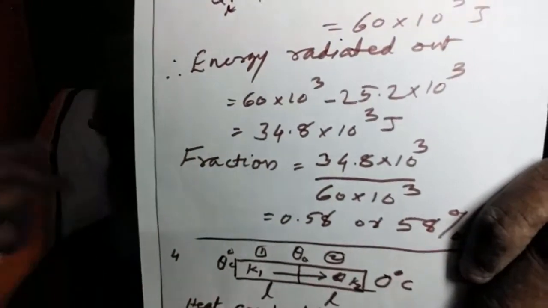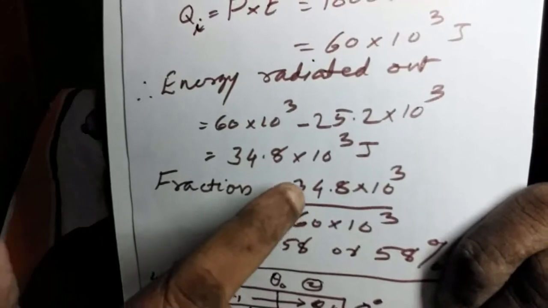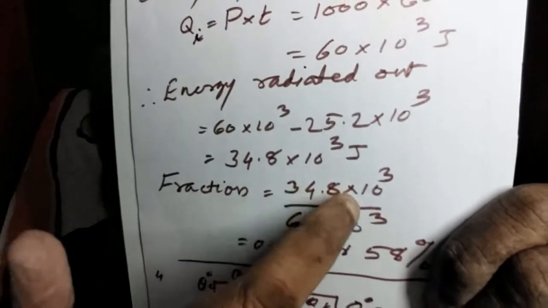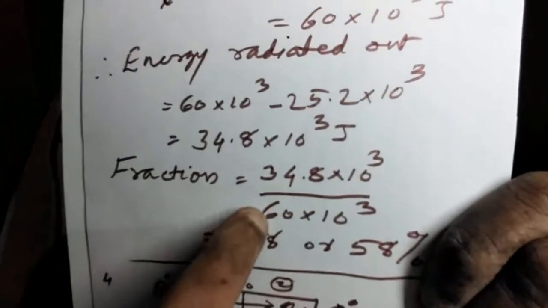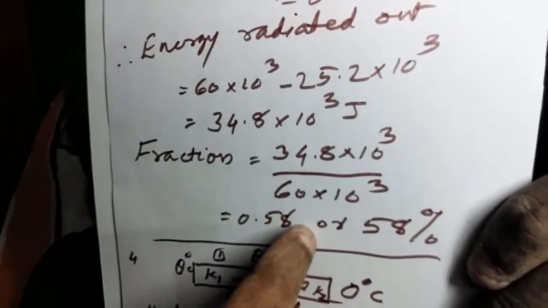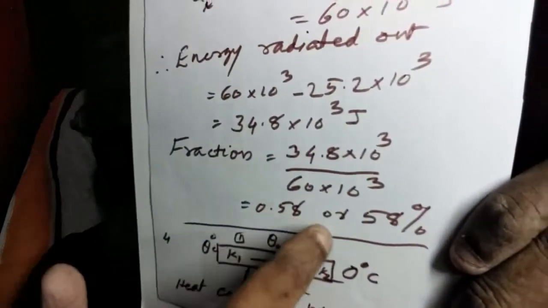Then what is the fraction of the total energy radiated out? That is radiant energy by total energy supplied. 34.8 into 10 raised to 3 divided by 60 into 10 raised to 3. That is 0.58. If you want to express it in percentage, you just multiply it by 100. So 0.58 into 100 or 58%. That is the percentage of energy released in radiation form.